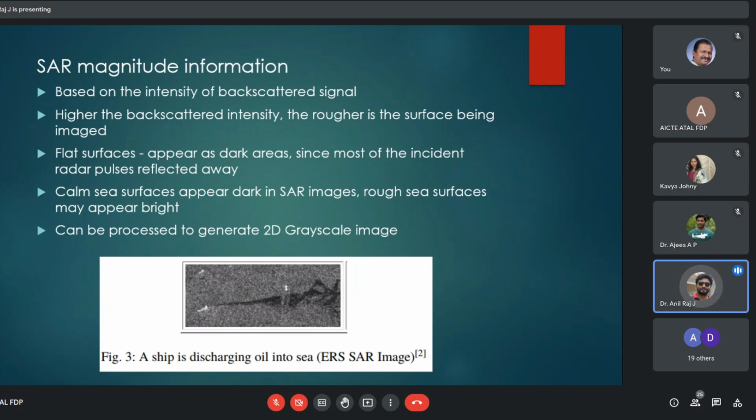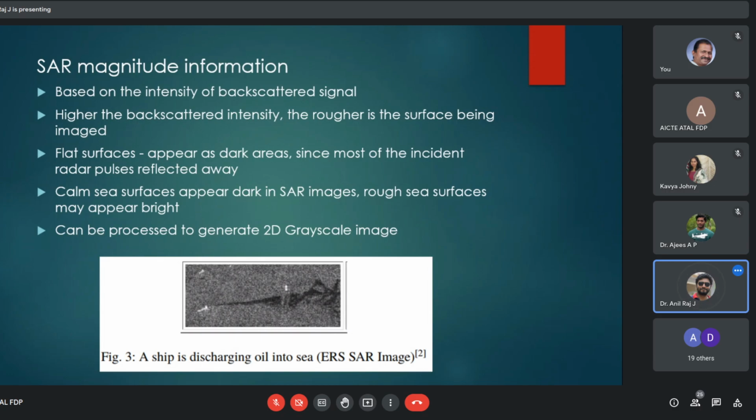Calm sea surfaces appear darker in SAR images. Rough sea surfaces may appear brighter. The SAR magnitude data is processed to generate a 2D grayscale image. So most SAR data are in the 2D grayscale image pattern. This is an example of ocean SAR data.